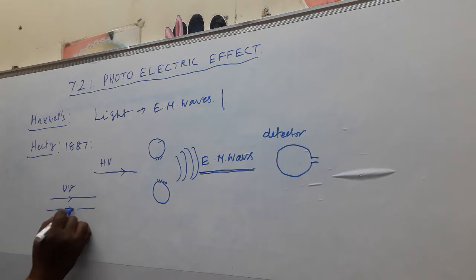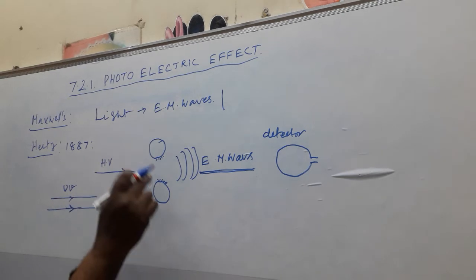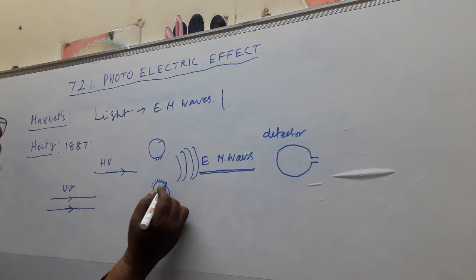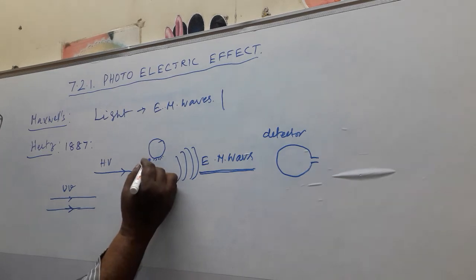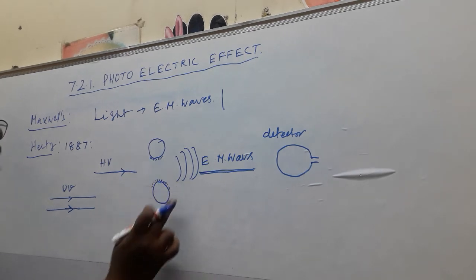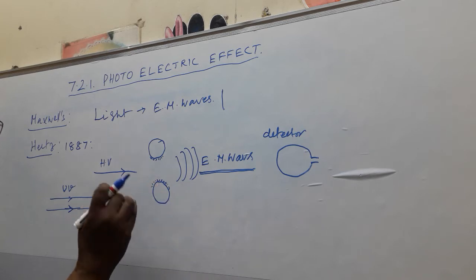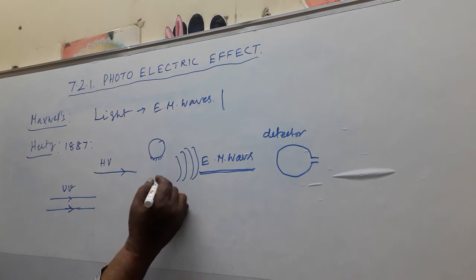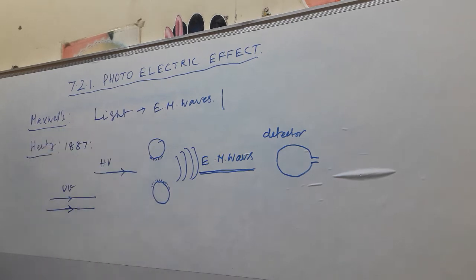Whenever these ultraviolet rays hit the surface of the metal, there was again a vigorous spark, only because the electrons on the surface of the sphere are bombarded or come out from the sphere. That's why the spark is very vigorous. But even though he couldn't explain it at that time, after some time he wanted to find the reason for that.